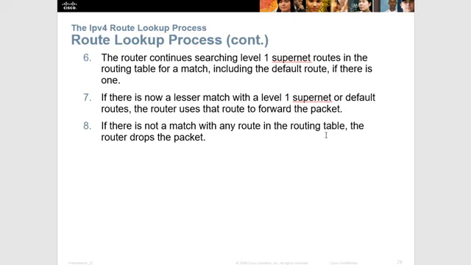If there's no match in the routing table at all and there's no default route, then it's just going to drop the packet. We've discussed that if there's no match in your routing table, that packet will be dropped, which is why we typically configure a default static route.